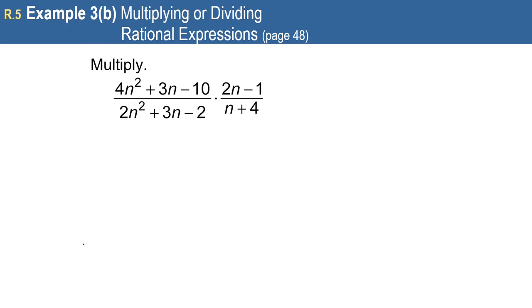In example 3b, I'm going to do the same process. We're going to multiply this across, but let's factor this using the AC method.